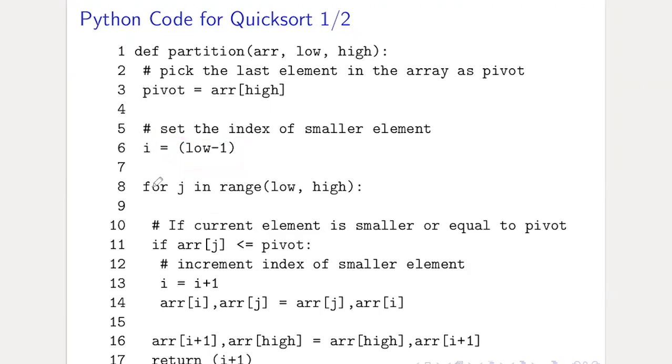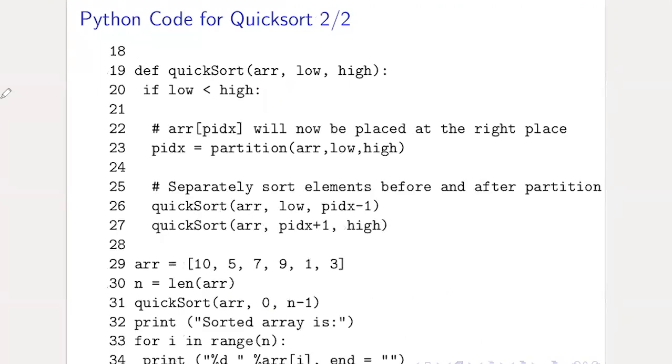Then I perform a repetitive operation where, if the current element is smaller than or equal to the pivot, the values get swapped. So this is what happens in the partitioning, basically to put the values on the correct side.